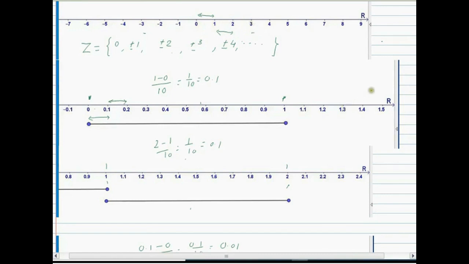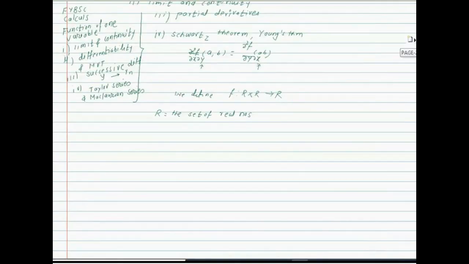And all these numbers are from this set R. So R contains all these numbers. So, the set of real numbers we have seen.